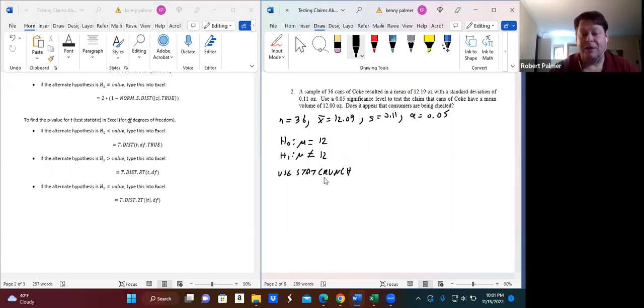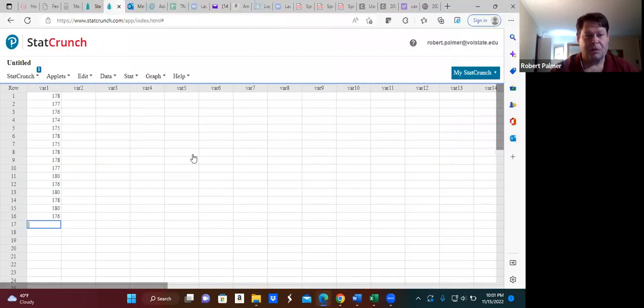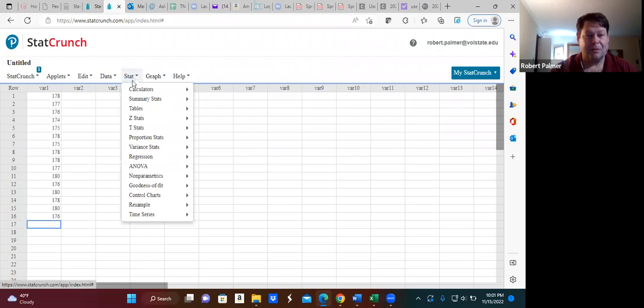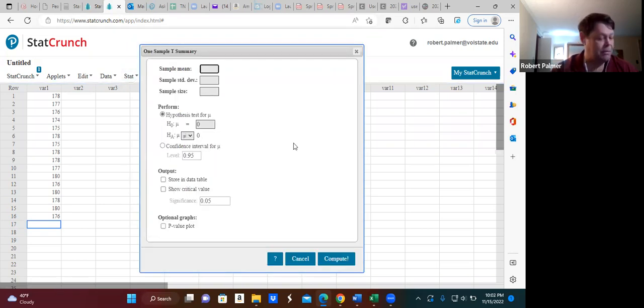To work out the details, let's go back to that. So once again, we're going to go to Stat, to T-Stats, one sample, and once again, this time we have a summary since we have the mean and standard deviation. Okay, so the sample mean was 12.19. Sample standard deviation was 0.11. And the sample size was 36.